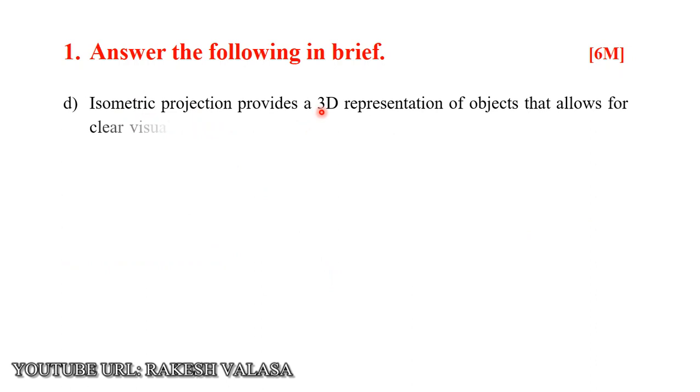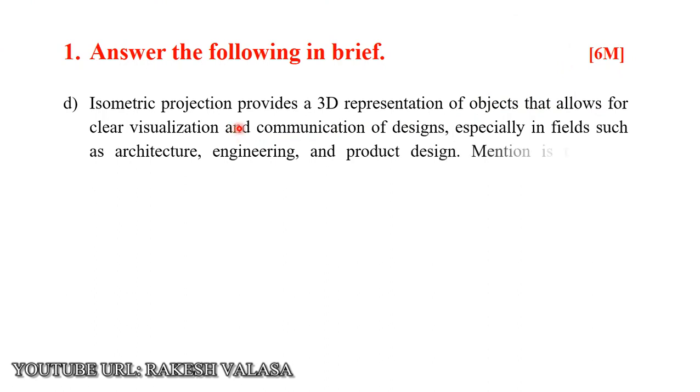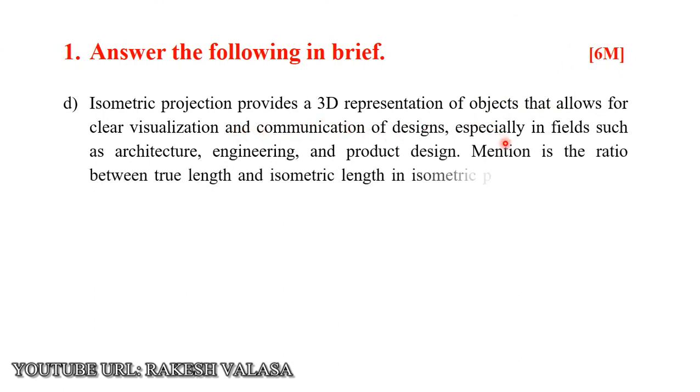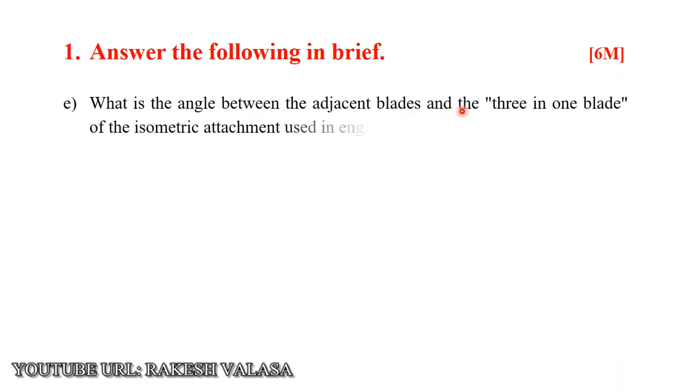Isometric projection provides a 3D representation of objects that allows for clear visualization and communication of designs, especially in fields such as architecture, engineering, and product design. Mention the ratio between true length to isometric length in isometric projection. The answer is 1 by 0.816, or root 3 by root 2, or 1.22.